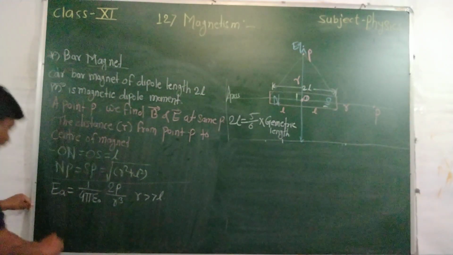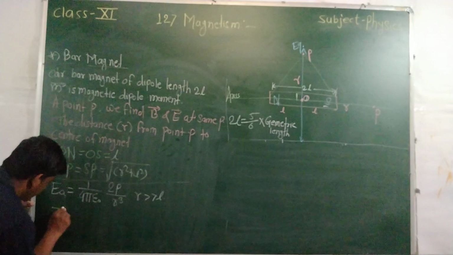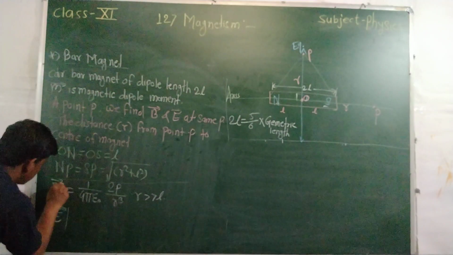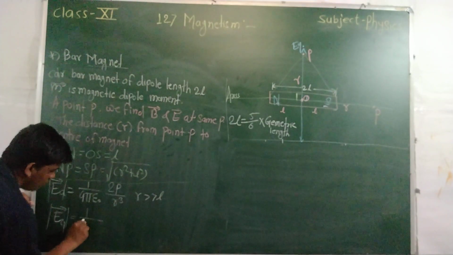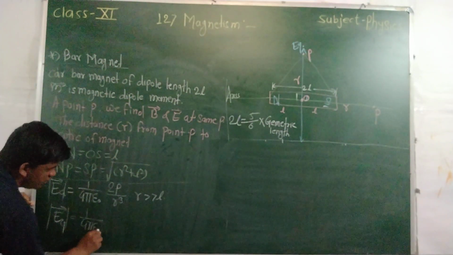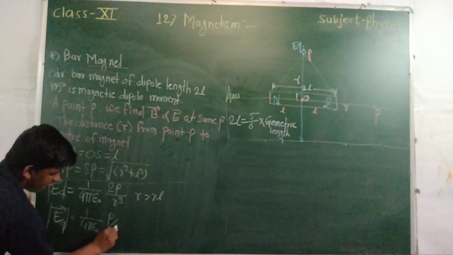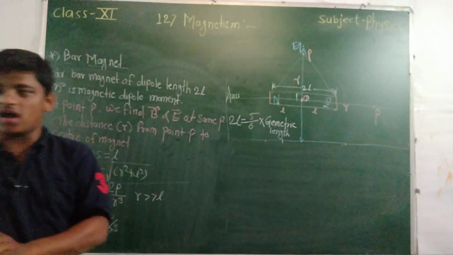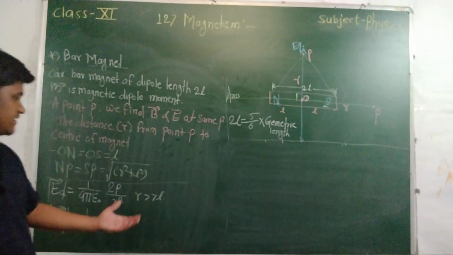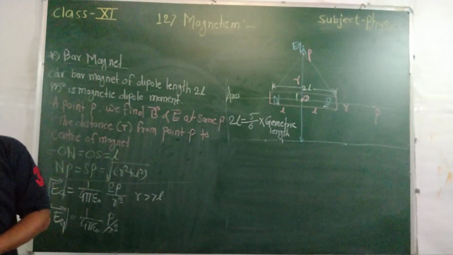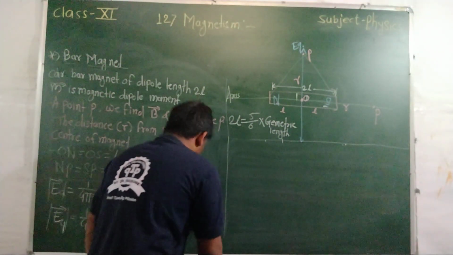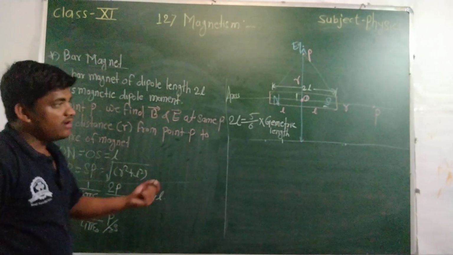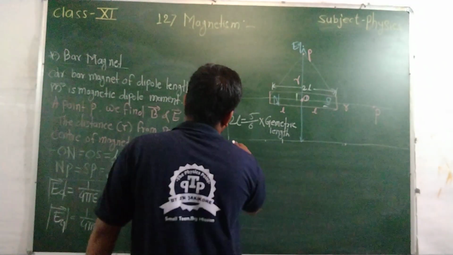Then the electric field at an equatorial point is 1 upon 4 pi epsilon 0 times p divided by R cube, under the same condition that R is much greater than L. This is all about the electric field, and now we find the magnetic field.